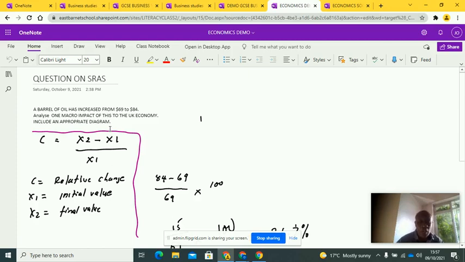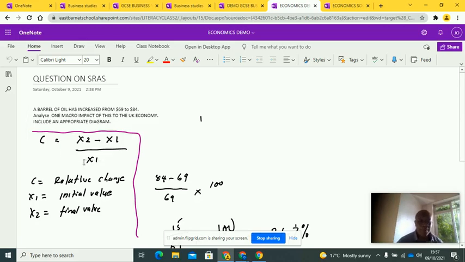Sometimes they will not ask you to include an appropriate diagram, but as soon as you see anything to do with oil, you should be thinking cost of production, cost of production. Now, if you want to excel and show yourself as a top student, when you see numbers, that's an opportunity for you to do a calculation. So what you really want to find out is the percentage change. It's obviously increased by what percent.